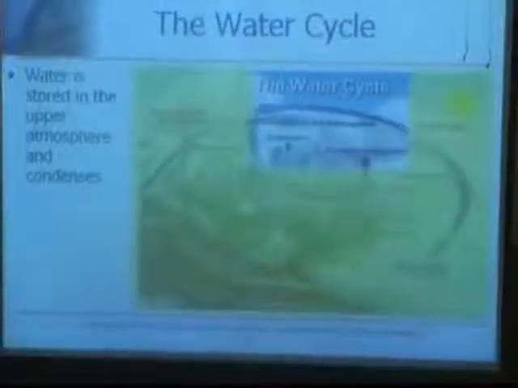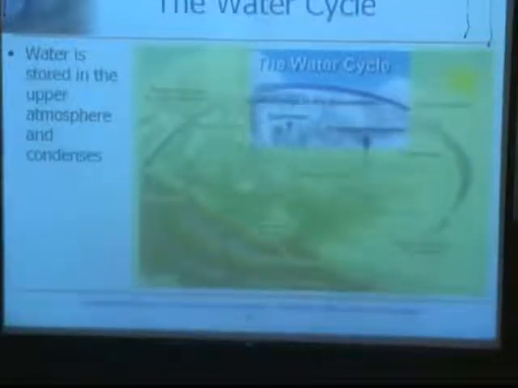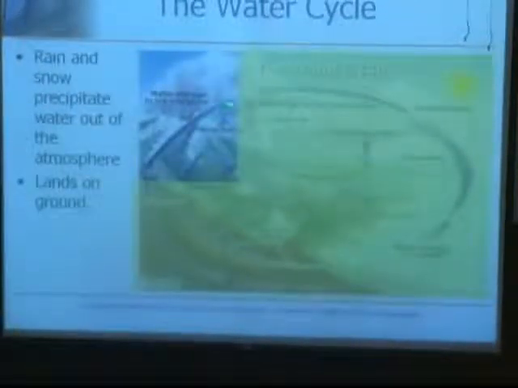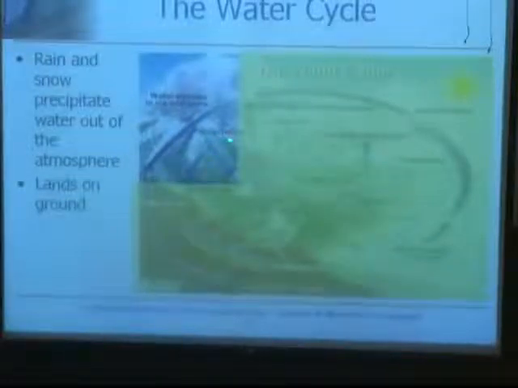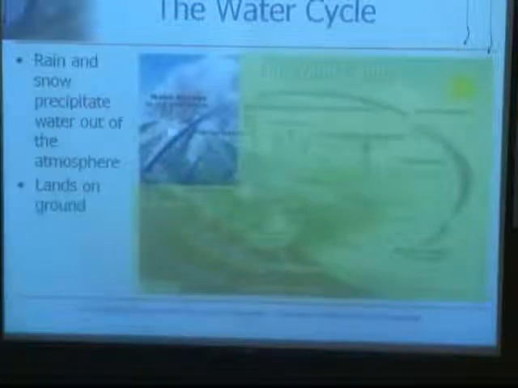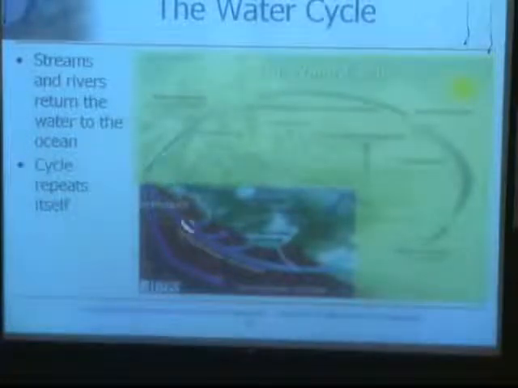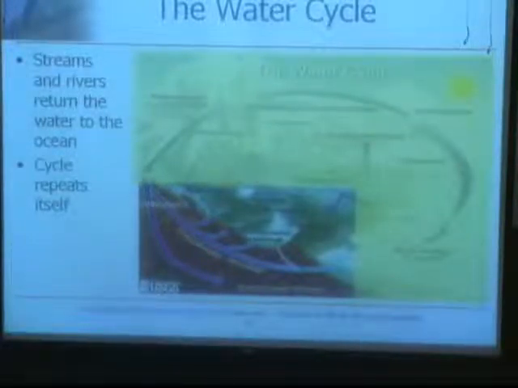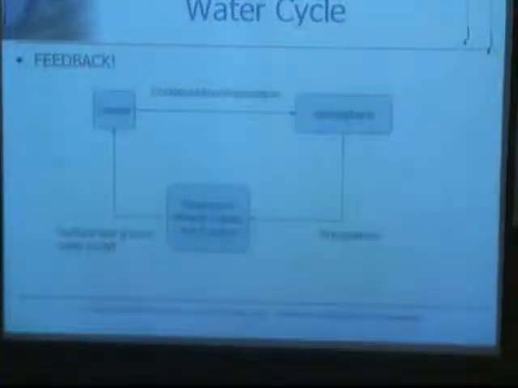It's stored in the upper atmosphere as clouds. After it cools, it condenses. And then once you accumulate enough, you can precipitate that water out through rain or snow. It lands on the ground or on mountains and becomes ice if it's stored there, or it goes into streams. And then the streams and rivers, which can be above ground or underground, run off and get to the ocean eventually. And then you start the cycle all over again. And this is one gigantic feedback system.